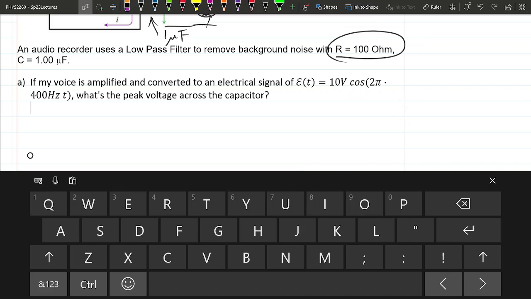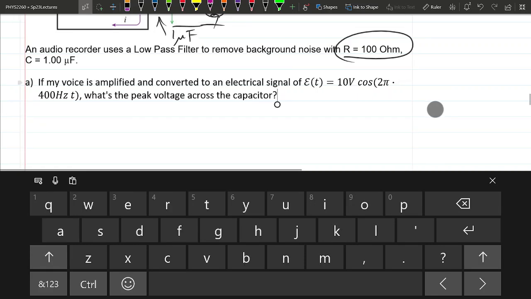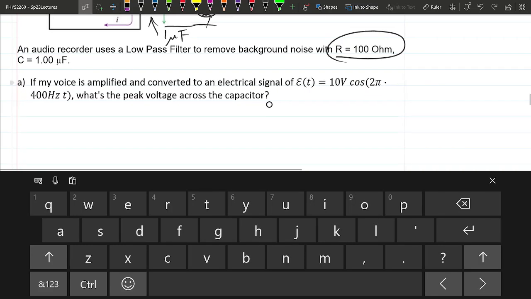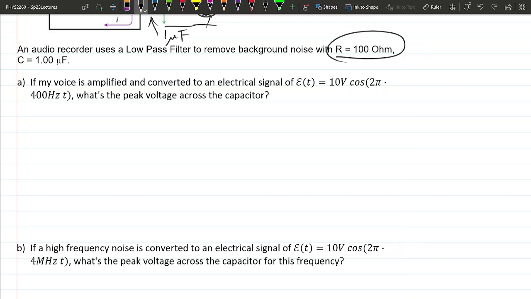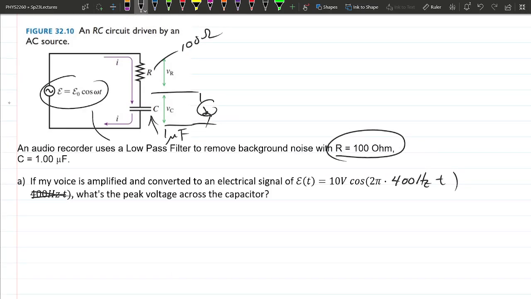The OneNote decided to adjust the width for me. Anyway, let's not try to fix that. So I'm just going to write this at the end here: 400 hertz times time. That's the function of my little voltage source. That's what I'm inputting here.